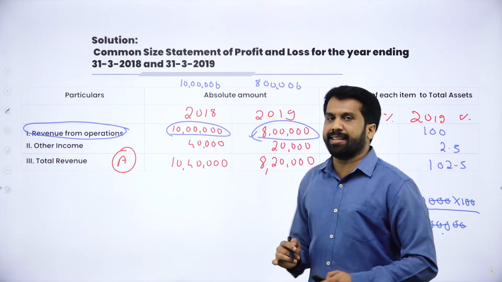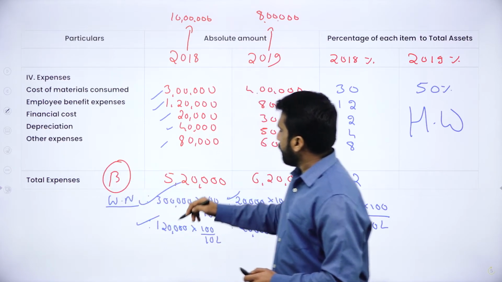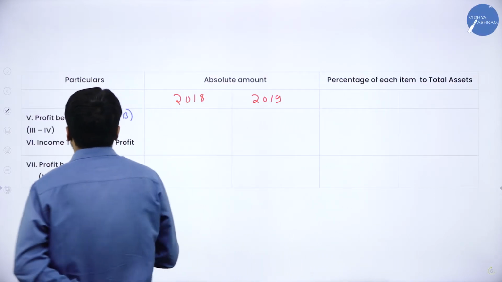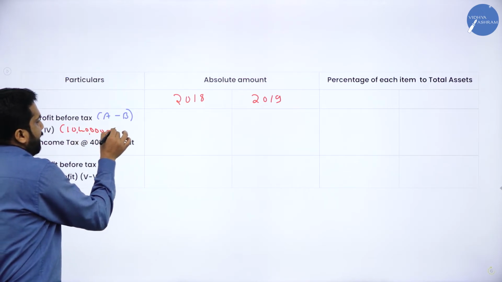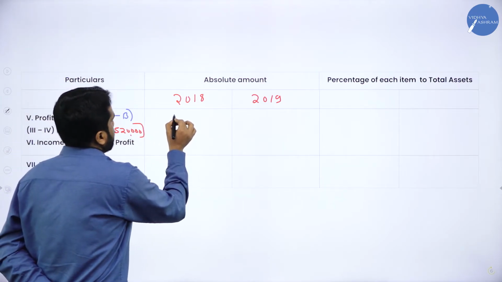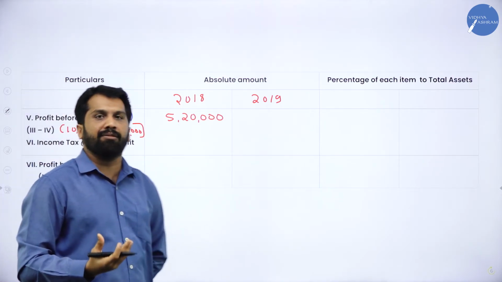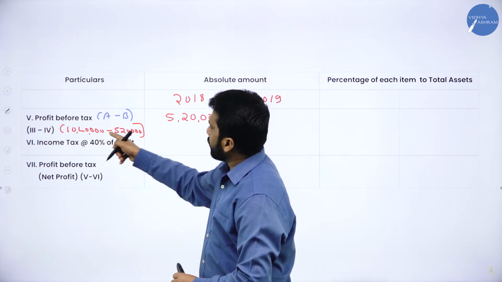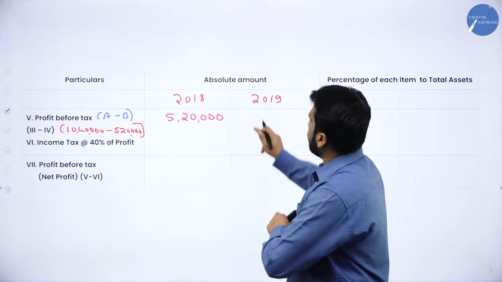What is your answer for A? A answer is 10,40,000. What is the answer for B? 5,20,000. Now, your answer is 10,40,000 minus 5,20,000. You have to minus from A. A minus B: 10,40,000 minus 5,20,000. Your answer is 5,20,000.